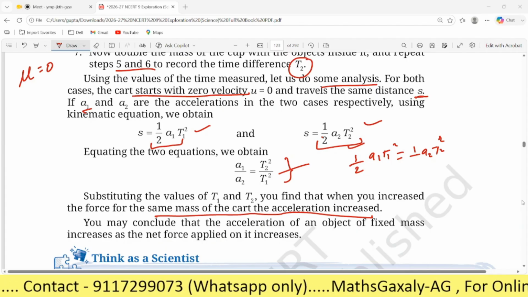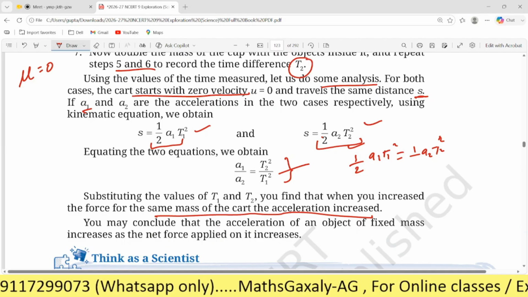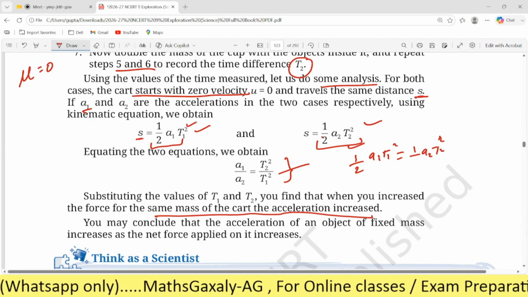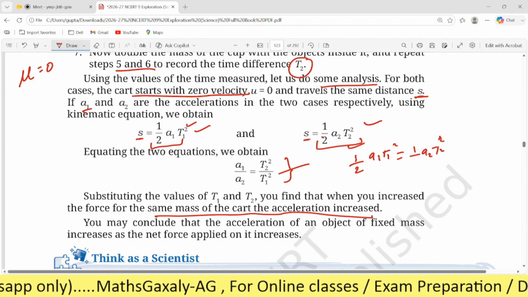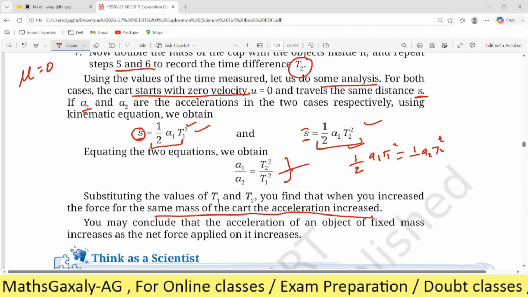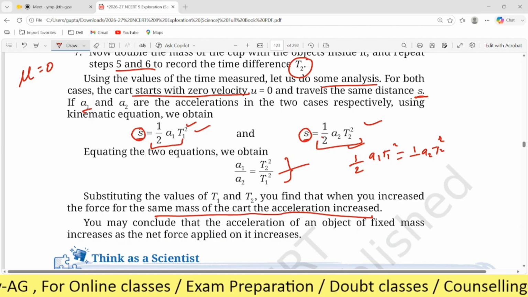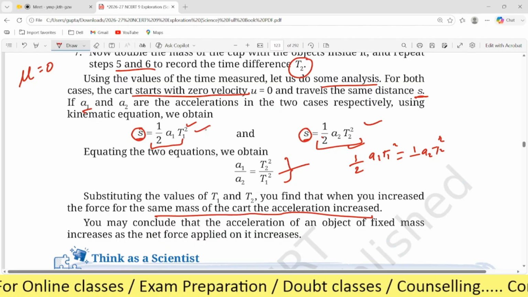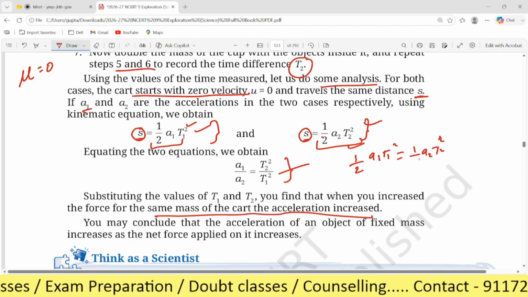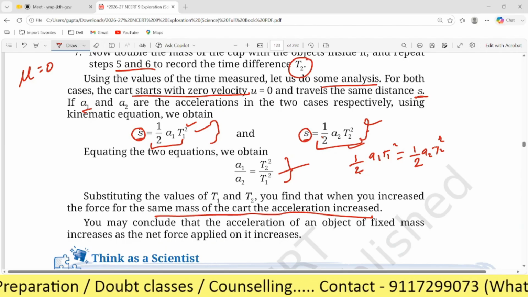Now, as you can see here, s equal to half a1 t1 square, right? s is the distance. So this is for the first case, and this is for the second case. In the left side, in both cases it is s, which means the distance. So for both cases the distance is the same, right? So the right parts will become equal to each other. That's why I have written half a1 t1 square equal to half a2 t2 square.